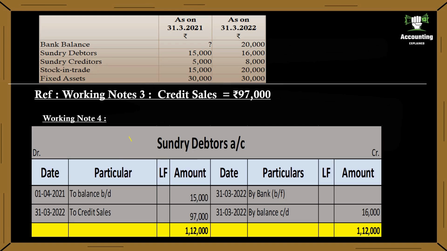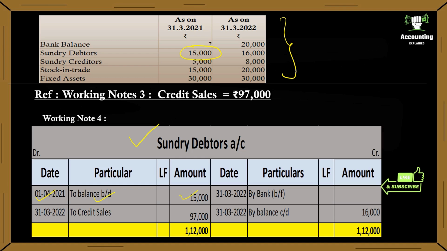Now let us do the sundry debtors account to find out the receipts from debtors. These are all the opening and the closing balances given in the question. In the question, they have given the opening balance of debtors as 15,000. Debtors is an asset, so the opening balance will be on the debit side. In the sundry debtors account, on 1/4/2021, write to balance brought down 15,000.